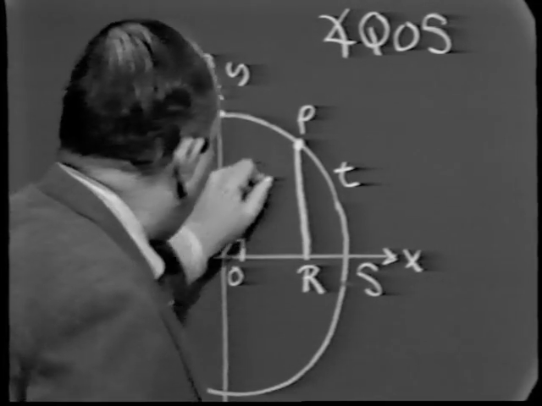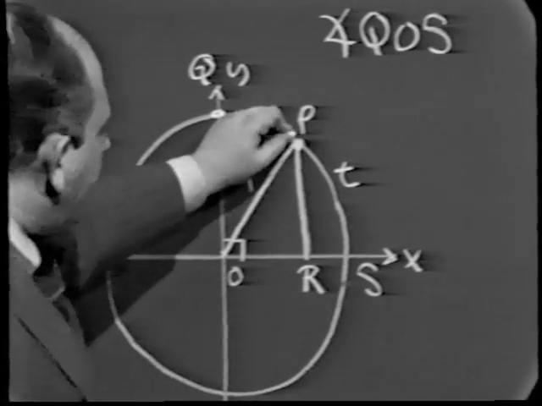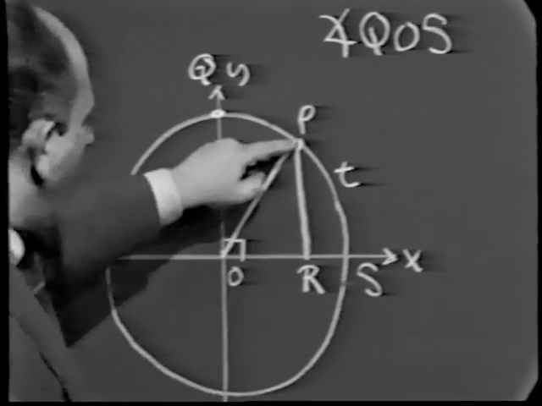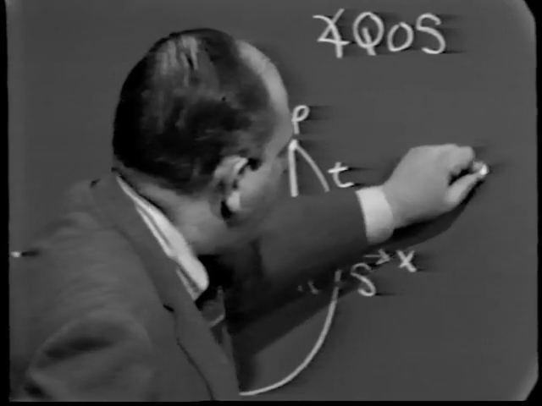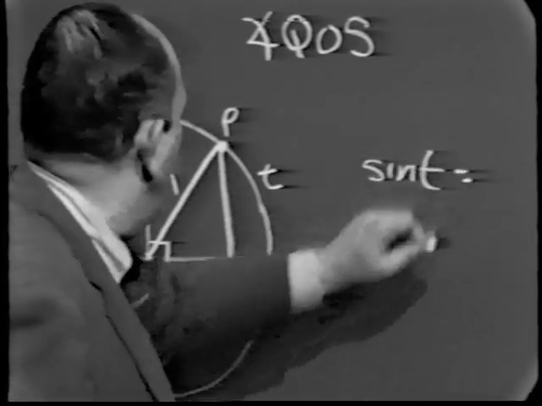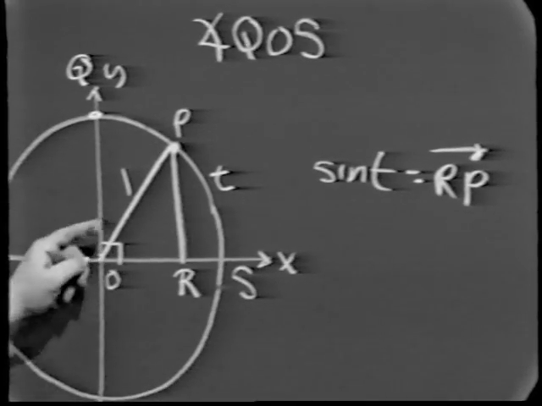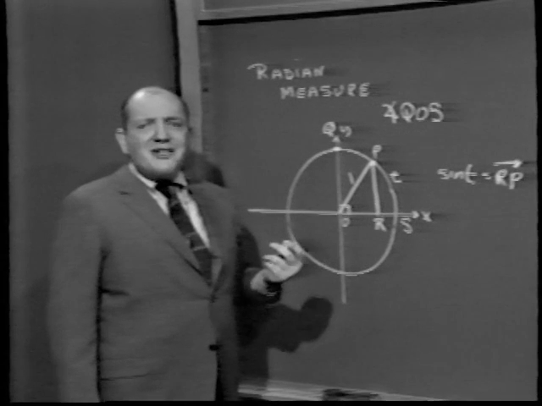Remember, the radius of this circle is 1. So notice that PR, in other words, this y-coordinate, is what we called by definition the sine of t. In other words, just above, we said that sine t was the length r to p in that direction. Now, the point is, I said disregard traditional trigonometry, but we can't really disregard it.